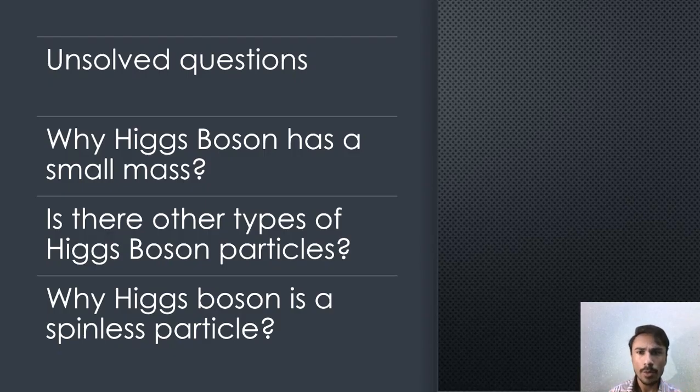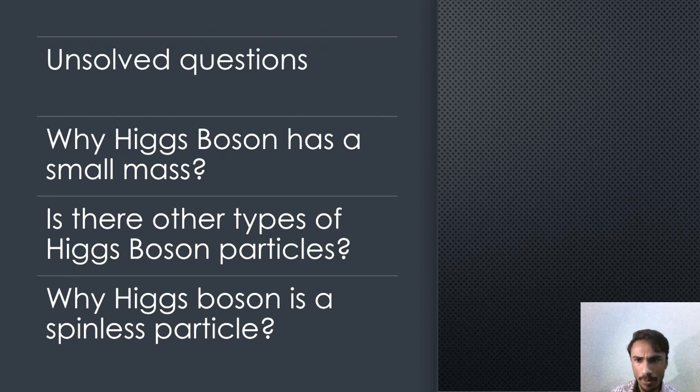Now there are some unsolved questions that scientists are still trying to figure out about the Higgs boson. They are interested to know why the Higgs boson has a small mass. The Higgs boson has a mass of 125 gigaelectronvolts, which is similar to or smaller than the mass of the top quark. Now imagine that this Higgs boson, which is providing masses to the particles, has a mass lesser than those particles. How is it possible? This is one of the questions that particle physicists and theoretical physicists are burning the candle at both ends to answer.